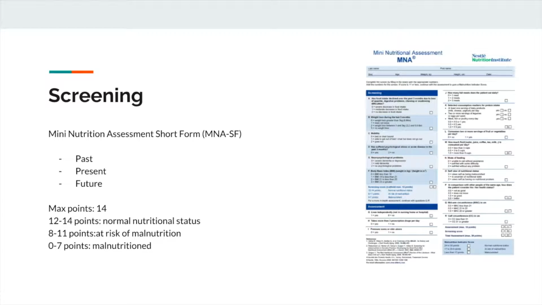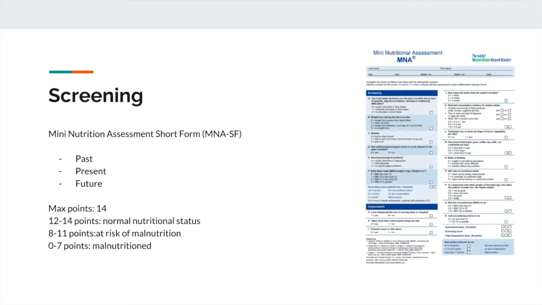It assesses the patient's nutritional status in the past, present, and future. To test the nutritional status in the past, you may ask about weight loss. When assessing the present nutritional status, you may measure the BMI. This is explained in Module 2.3. And when looking for the future nutritional status, you should look for potential problems and ask about the patient's appetite.